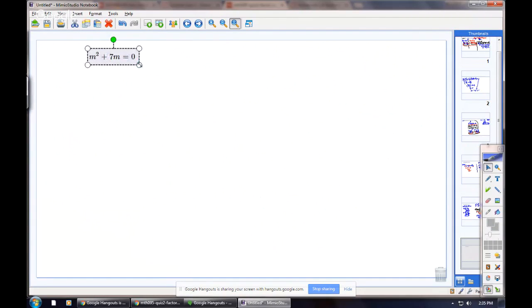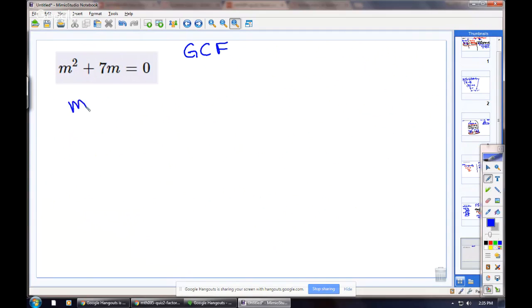We got m squared plus 7m equals 0. All right, so this one is interesting because right away I can get a greatest common factor. Greatest common factor is m. If I factor the m out, I get an m plus 7 left behind. Now, the cool thing about a greatest common factor is I've just made this into a product. So the zero product rule says either the first piece, m, has to be 0, or the other one, m plus 7, has to be 0.